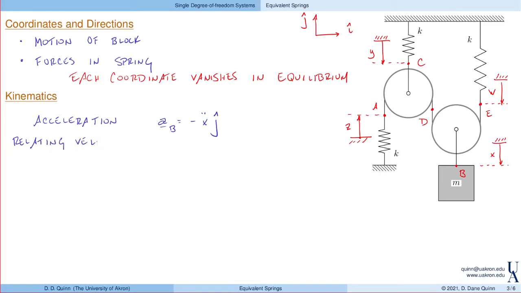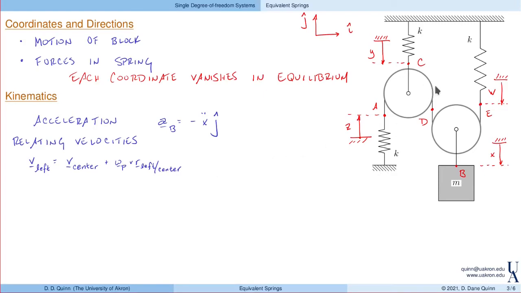So for a given pulley, we know that the velocity on the left, so think about this pulley, the velocity over here on the left, which is essentially the velocity of point A, is equal to the velocity of the center plus the angular velocity of the pulley cross the position from the center to the left side, or left with respect to the center.